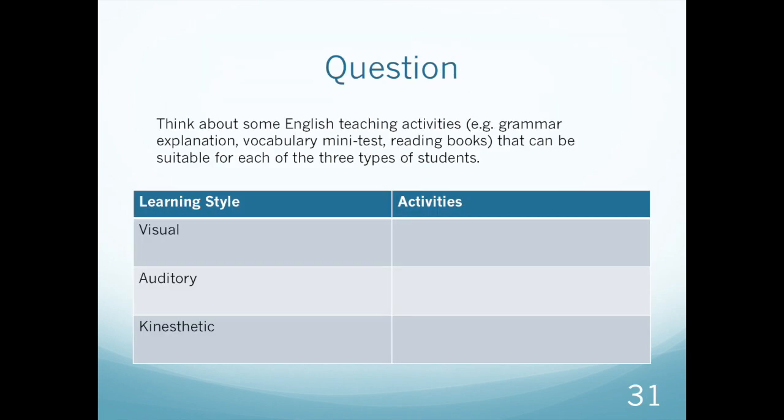Now on slide 31, you will see that there is a question that asks you to think about some English teaching activities. For example, grammar explanation, vocabulary mini test, etc. That can be suitable for each of the 3 types of students, so you can think about which type of activities can potentially use each type of learning style and stimulate the learners who have a preference for each learning style.